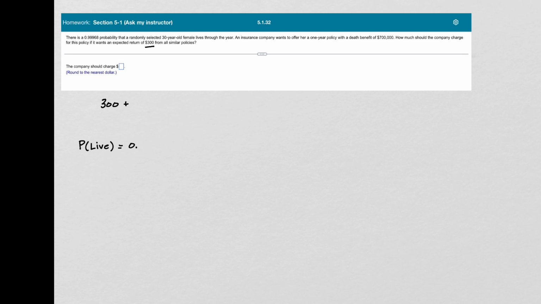and that was 0.99968. So the probability that they would die is 1 minus that, which is 0.00032. So to get the expected payout, I'm going to take 0.00032 and multiply it by the 700,000.